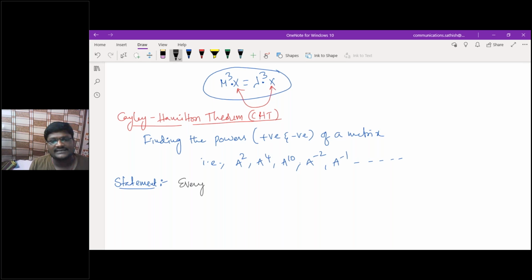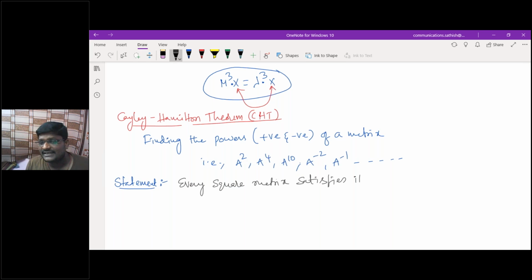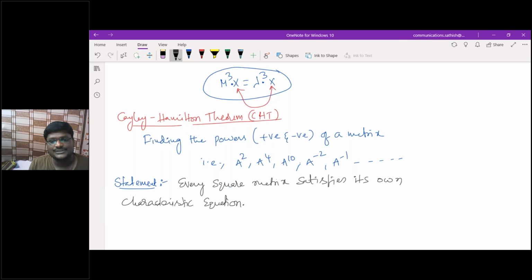Every square matrix satisfies its own characteristic equation. This is the statement you have to keep in your mind.